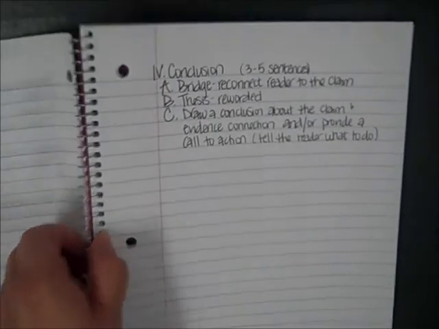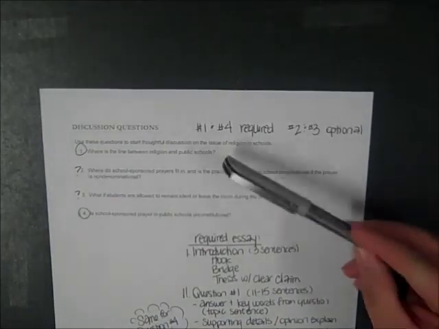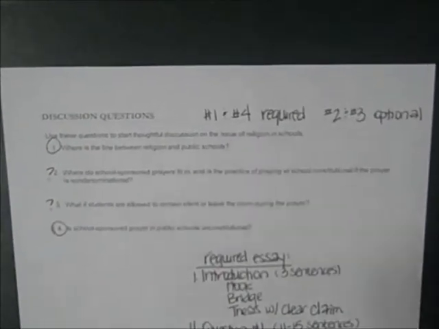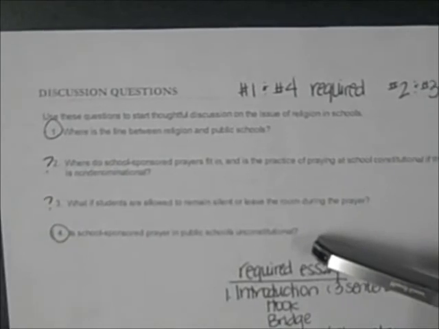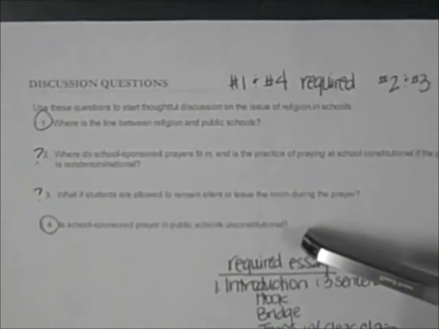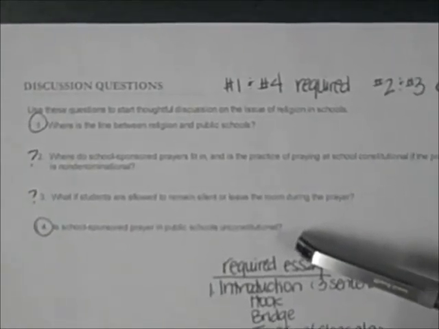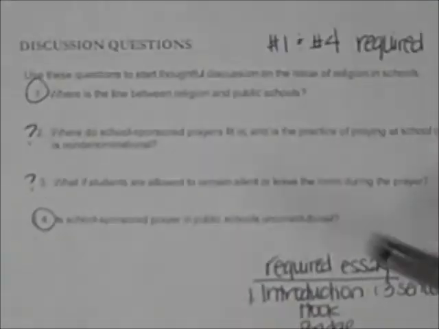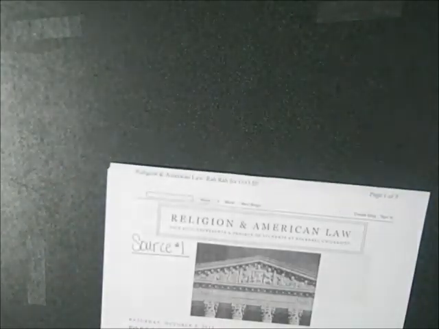So, let's preview these questions that you're going to be answering. Are you ready? All right. You're going to answer this question. Number 1, where is the line between religion and public schools? Number 4, is the school-sponsored prayer in public schools unconstitutional? Well, how am I going to know that? Well, you are going to look at some of these resources that we have pulled together for you.